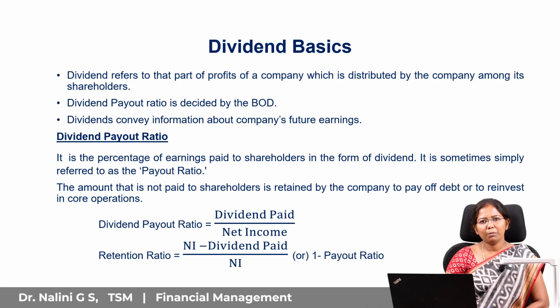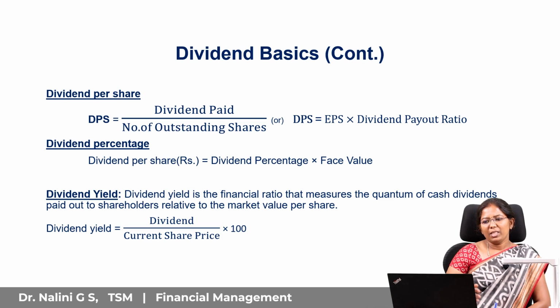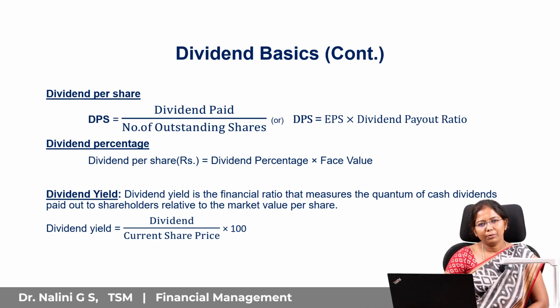Retention ratio: generally if a company has a good project, then they will retain, and sometimes they will not declare the dividend too. So retention ratio is 1 minus payout ratio. For example, if the payout ratio is 20%, then the remaining 80% of the profit is retained by the company. That is the retention ratio. And dividend by number of outstanding shares gives you the dividend per share, and dividend yield is dividend by current share price.